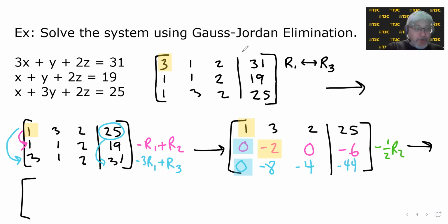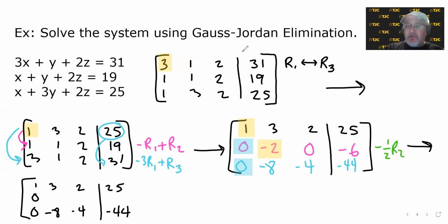Let's see, our first row stays the same, 1, 3, 2, 25. Our third row stays the same, 0, -8, -4, -44. But our second row, we're multiplying by -1/2. 0 times -1/2 is 0. -2 times -1/2 is 1. 0 times -1/2 is 0. And -6 times -1/2 is 3. All right, so far so good.